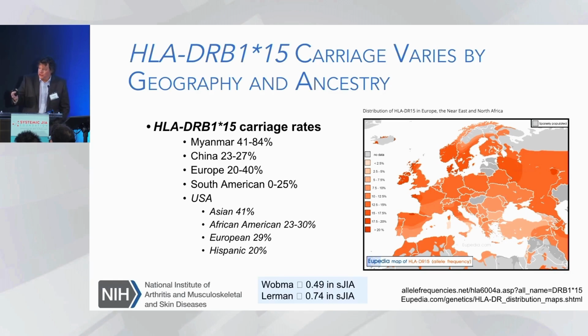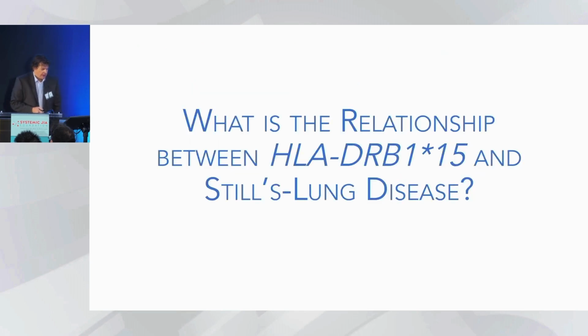The reason I mention this is because we're trying to figure out why there are two studies that have shown a much higher frequency of HLA-DRB1*15 in systemic JIA than has ever been seen before. There are a few reasons this could be, and we'll talk about this when we have the panel discussion, I think. So, the big question: what's the relationship between HLA-DRB1*15 alleles and Still's lung disease?